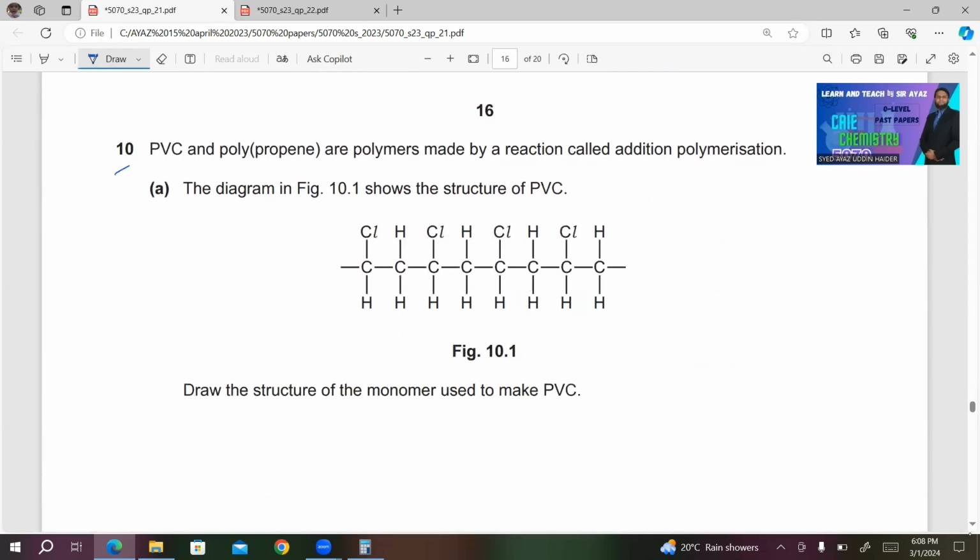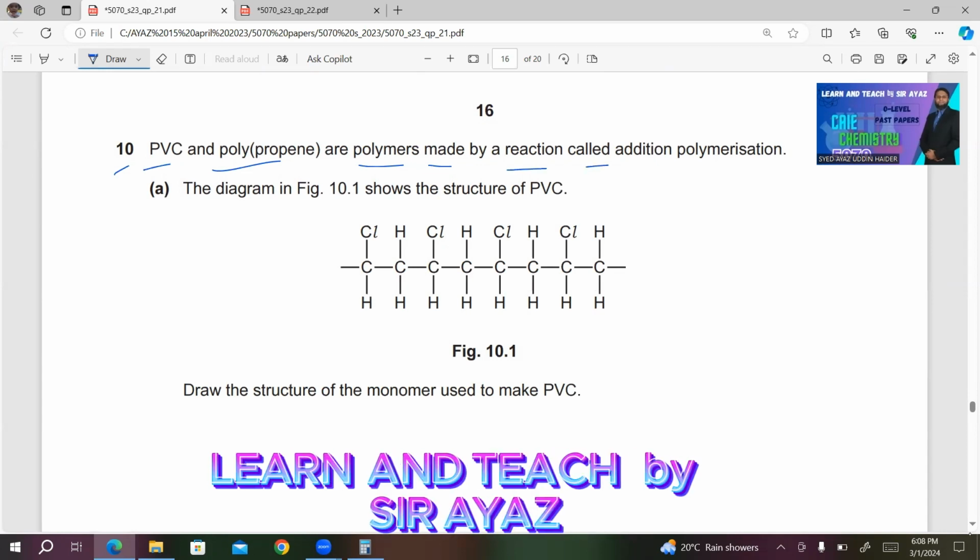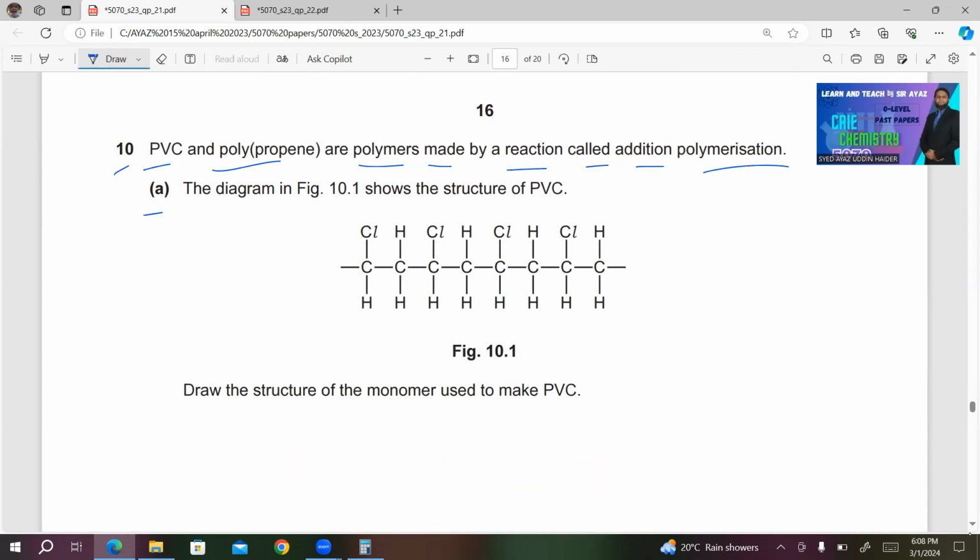Question number 10. PVC and polypropylene are polymers made by a reaction called addition polymerization. A, the diagram in figure 10.1 shows the structure of PVC. This is figure 10.1 and this is a diagram of PVC. Draw the structure of the monomer used to make PVC.